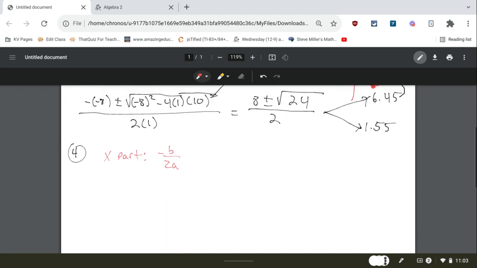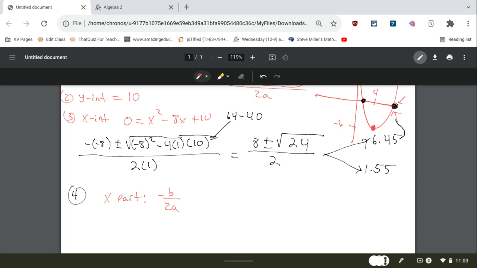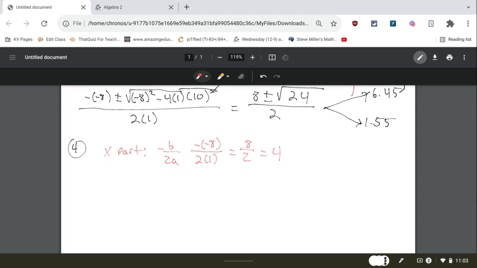So I'm just going to do -b over 2a. And that's going to give me -(-8), that's -b, over 2 times 1, 2a. If I simplify this, it's going to be 8 over 2, which is 4. So this is the x part of my vertex.